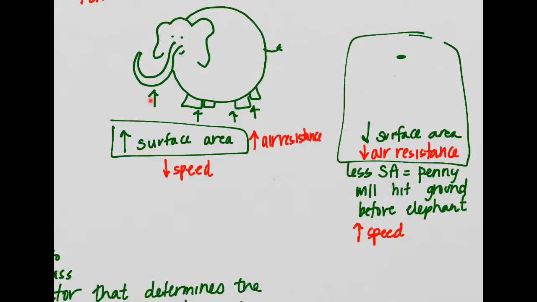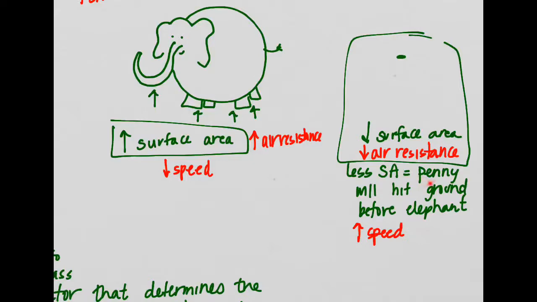Like this huge elephant has a lot of surface area, right? A lot of area that covers its body. That means that with a large surface area, it's going to feel a lot of air resistance because there are lots of different places for the air to push back on this falling elephant. What that means is that the speed with which the elephant will fall will be smaller than, for example, this tiny little penny, which has a small surface area and a small air resistance.